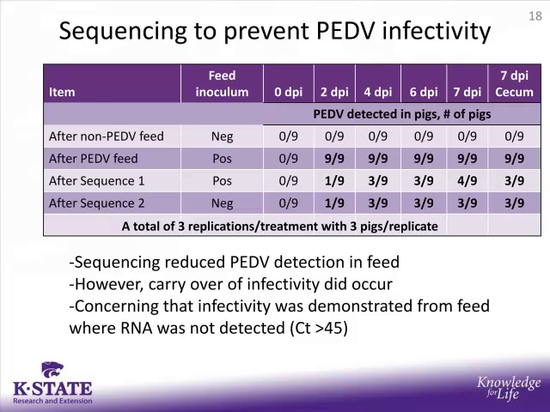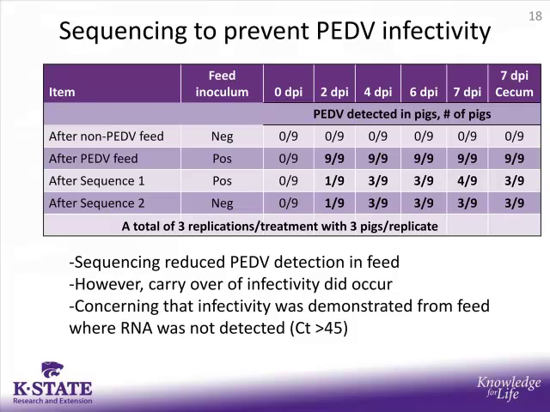However, even though we carried that sample on to bioassay, we still were able to lead to infectivity in these pigs. And so really concerning right there what happened, and ultimately shows that we can potentially lead to infectivity even though we don't detect it via PCR analysis.